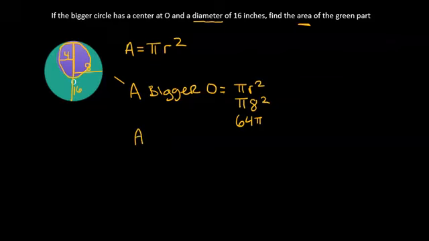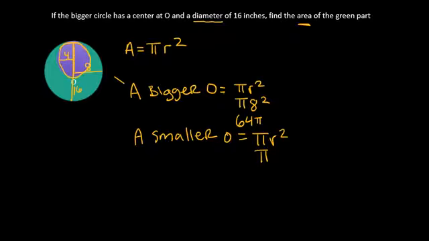So the area of the smaller circle is pi r squared. We leave pi as is. The radius of the small circle is 4. We're not going to use 8, we're going to use 4 squared. And squaring the 4 gives me 16. So I have 16 pi.